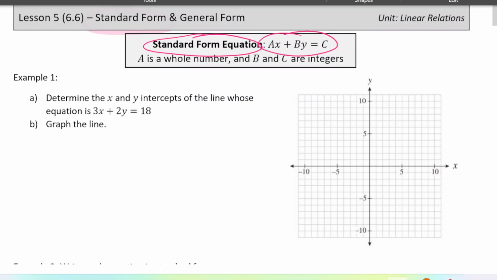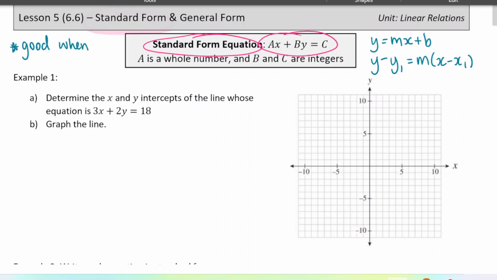So just as a quick review, we learned y equals mx plus b, that was the slope-intercept form, and we learned the point-slope form, which was y minus y1 equals m times x minus x1. So those were the formats of equations we've learned so far, and this one looks a little bit different because the x and the y are on the same side of the equation, and there's a purpose for this.